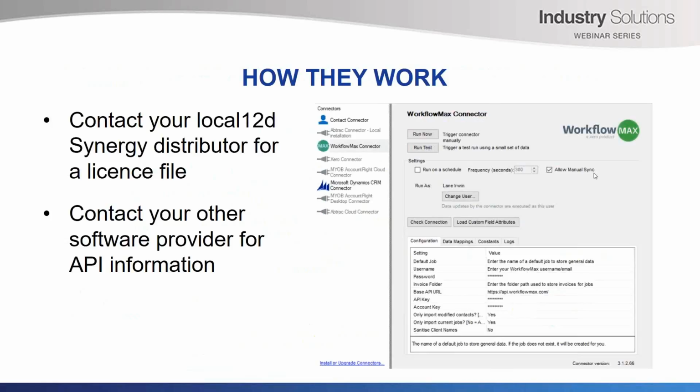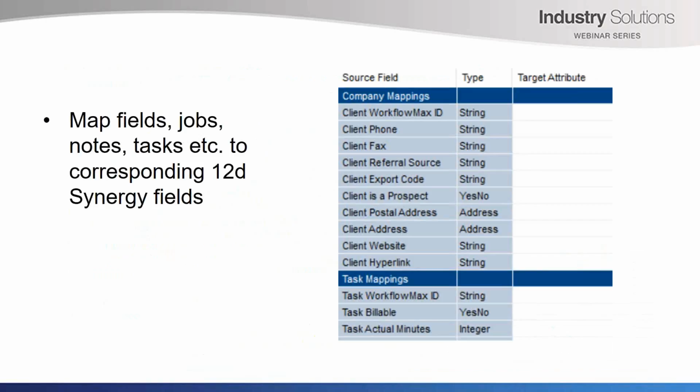Over on the right, I've got a screenshot of the 12D Synergy Administrator and the connectors menu, and this is where we set up and configure the connector out of the box. You see in that configuration tab down the bottom, we've got fields where you can enter your API information, so we can point to the right database or the right system.